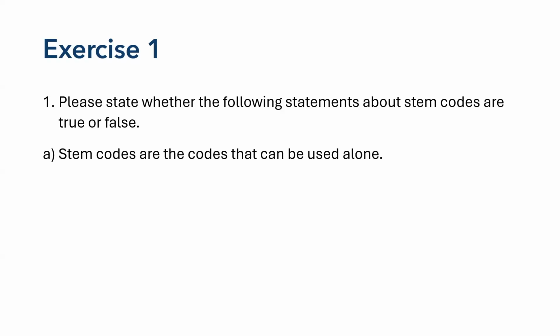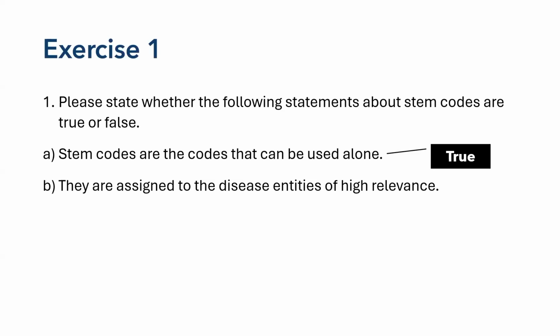A. Stem codes are the codes that can be used alone. Is it true or false? That is true. Stem codes are the codes that can be used alone. Very good. B. They are assigned to the disease entities of high relevance. Is it true or false? True. I told you stem codes cover the entities of high relevance.